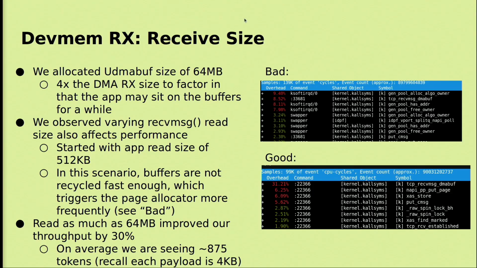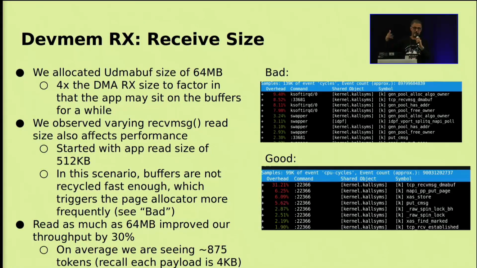Anyway, what you see on the top, which says bad, that's before. If you don't provision your page pool correctly, you're going to get a lot of thrashing. Then you provision it correctly and it looks better. You see the TCP receive DMA message receive DMA buff at the top. Now you know you got it right, but look at the previous perf and it does not look as good. So we ended up allocating 64 megabytes of UDMA buff for the page pool.